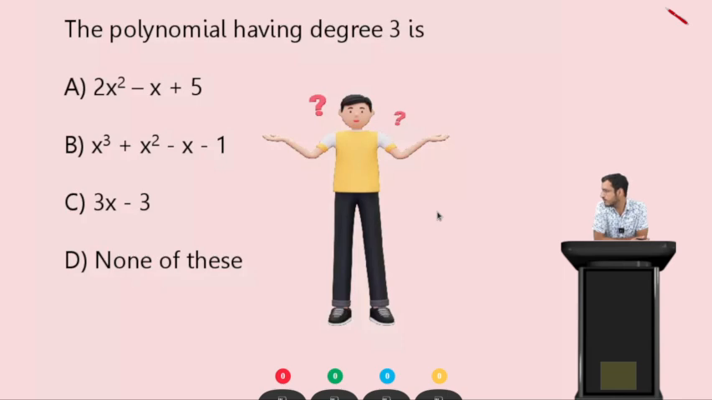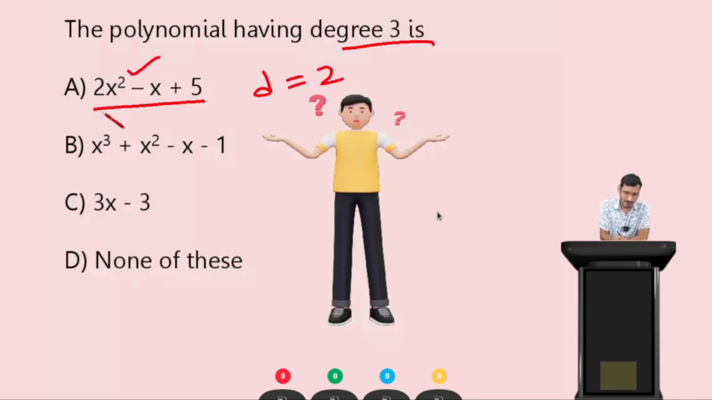Okay students, time's up. The right answer is here. You can see degree 3. Let's discuss one by one. In 2x square minus x plus 5, the highest power of x is 2. That means the degree of the polynomial 2x square minus x plus 5 is 2. In the second one, you can see the variable x and the highest power of x is 3. The degree is 3 here.